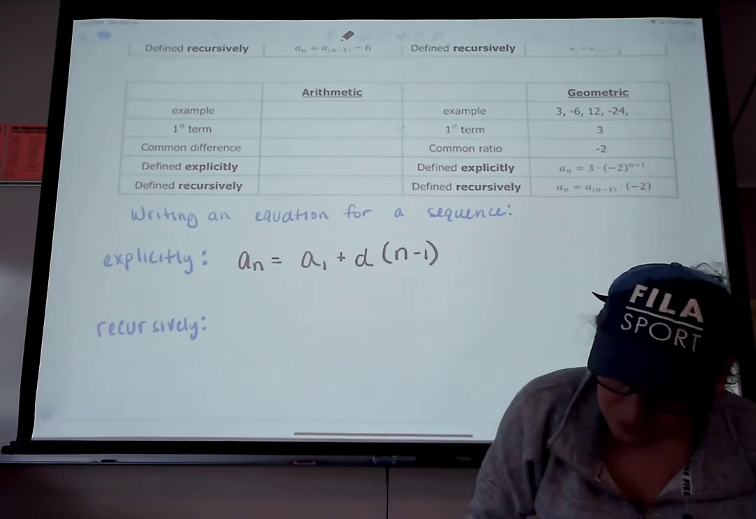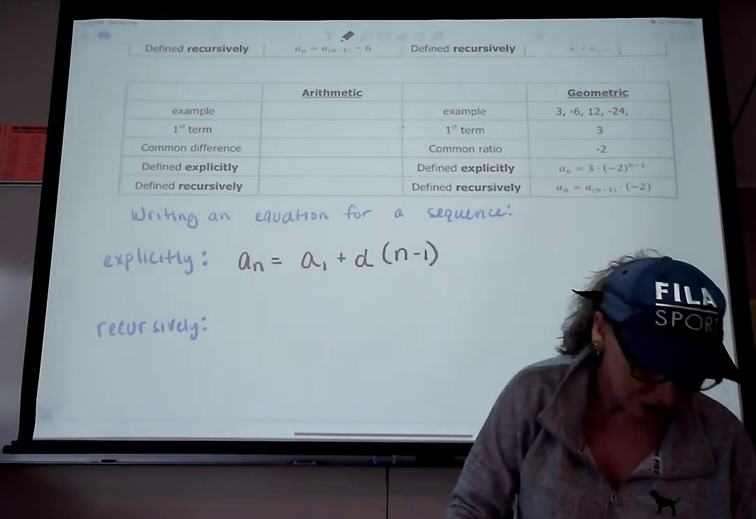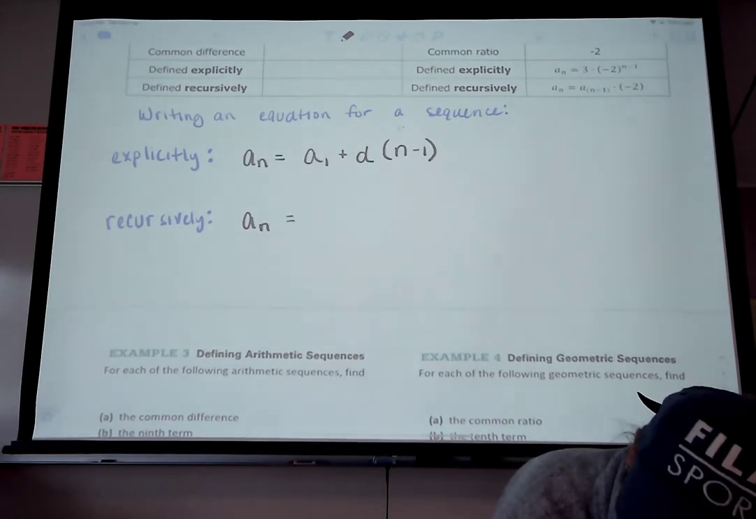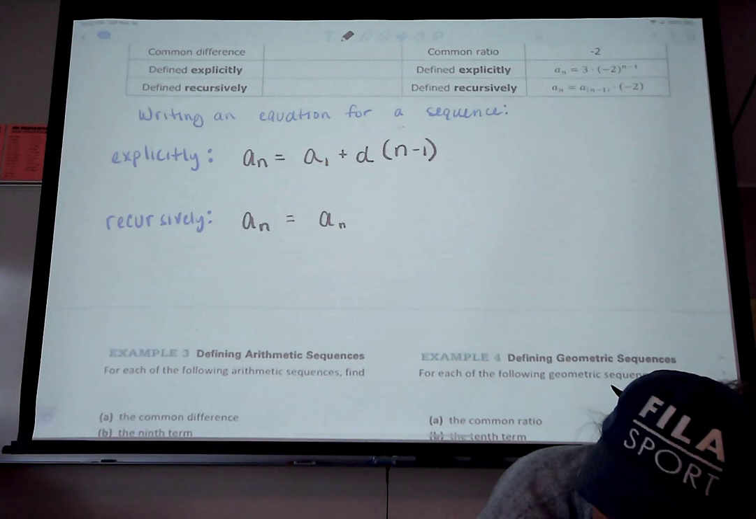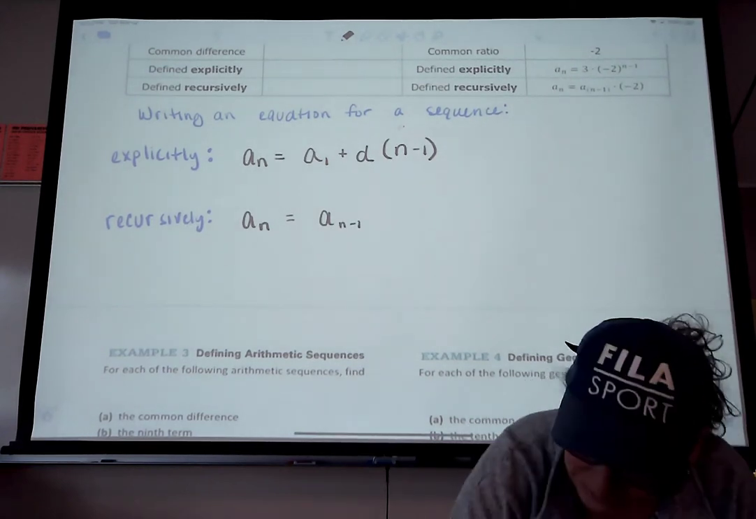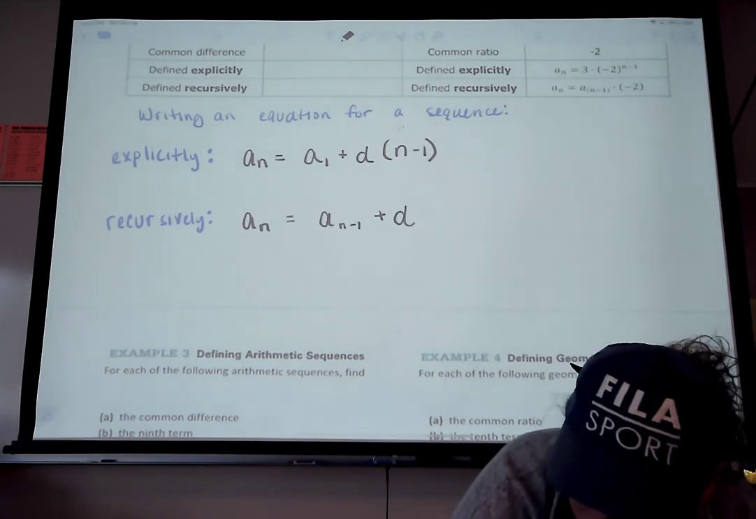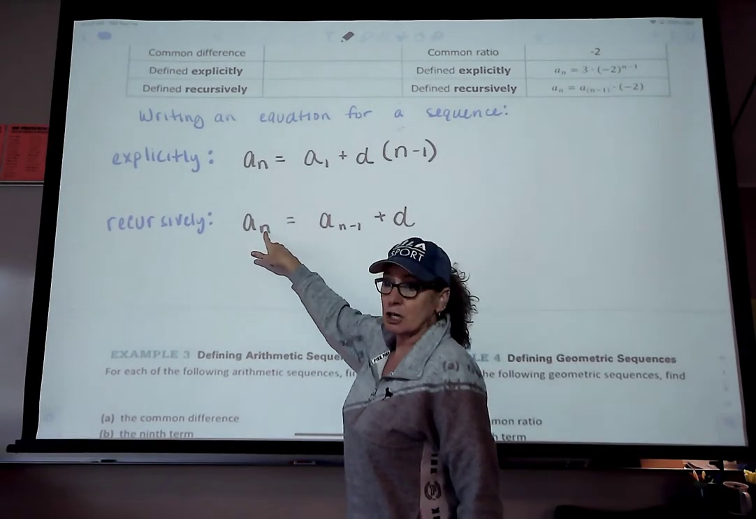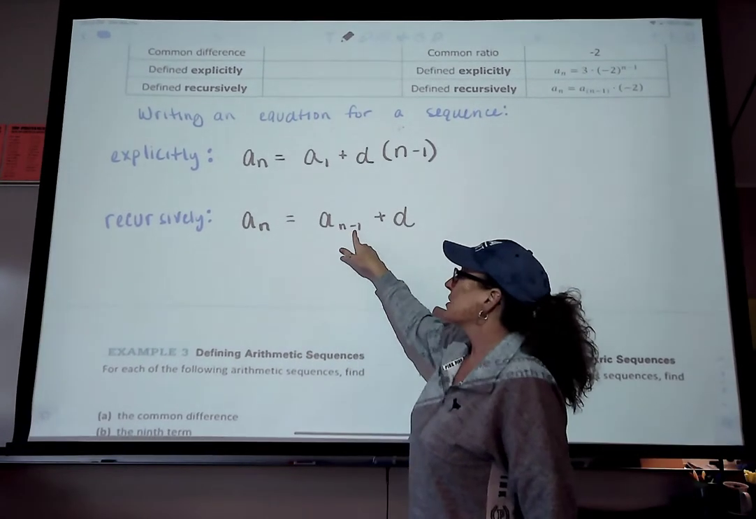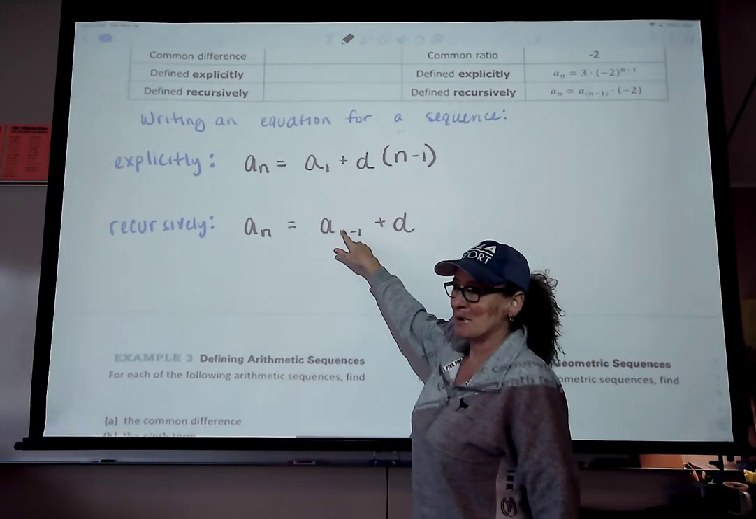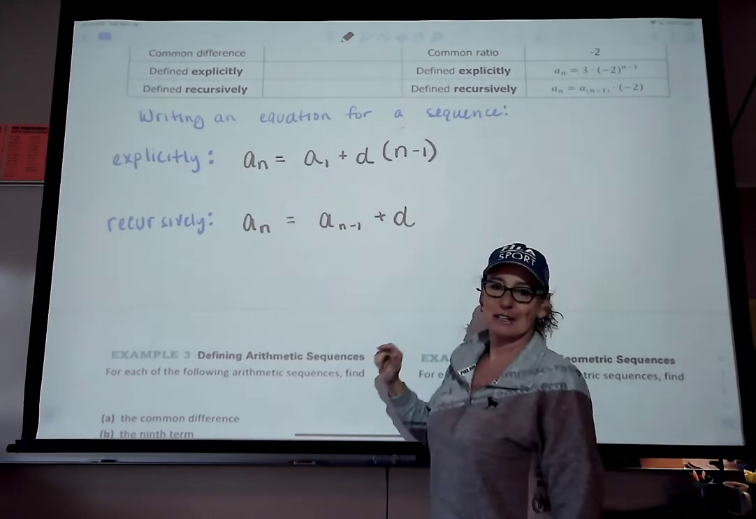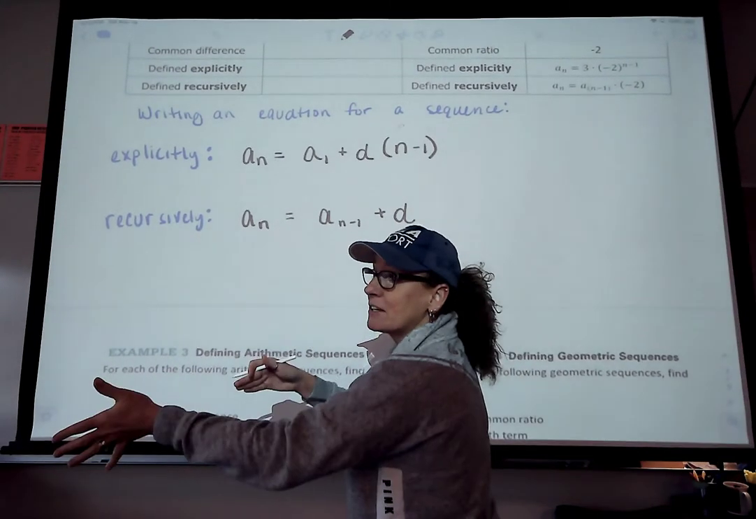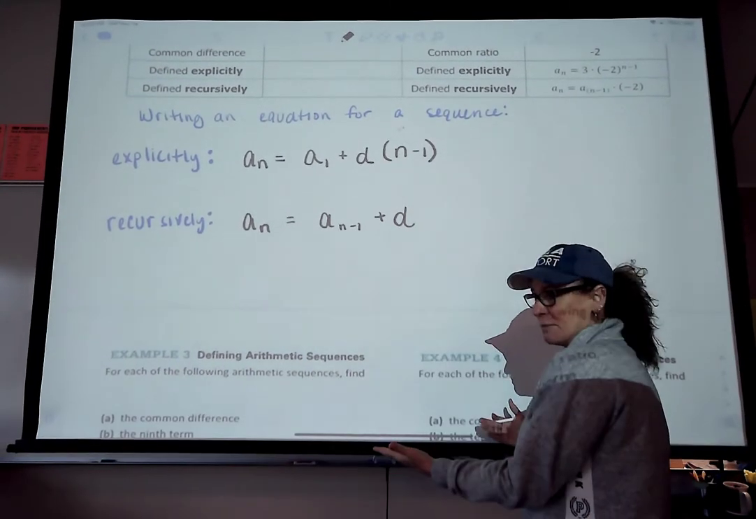And then to define it recursively, we can say to get whatever term you want, look at the term behind it, and then add the common difference. So you want the 100th term? Take the 99th term and add your common difference to it. Remember, recursive always looks back to, well, what was the previous term? And then I can tell you what the term is that you want.